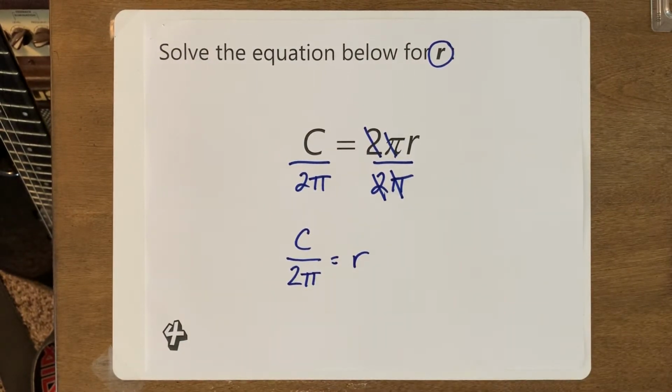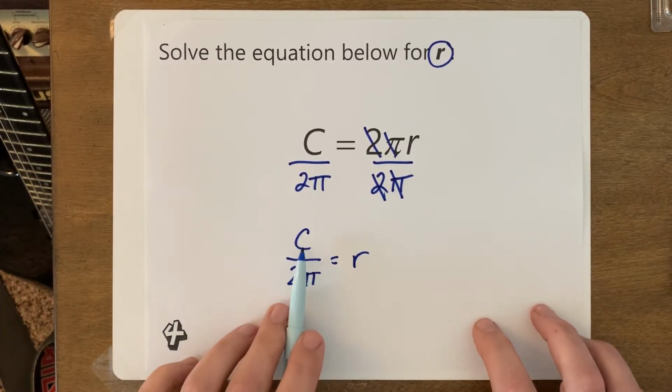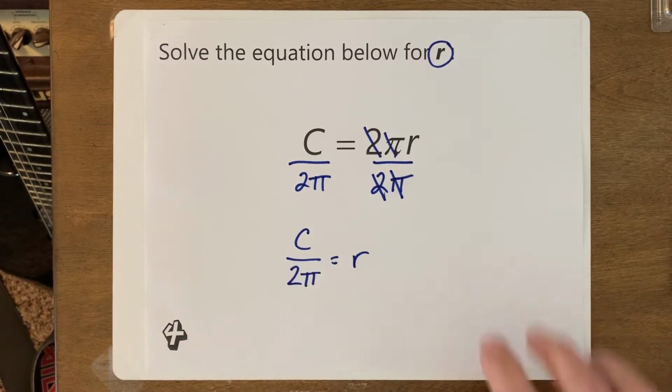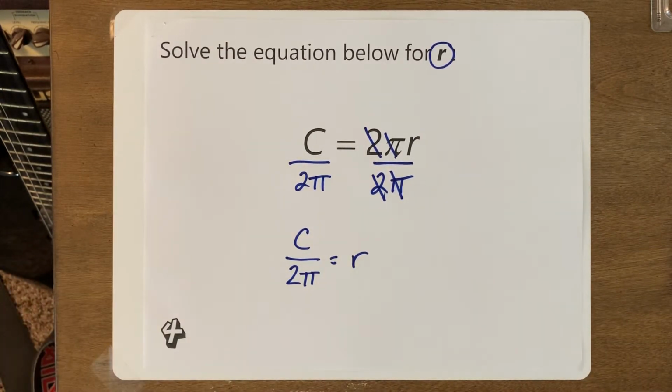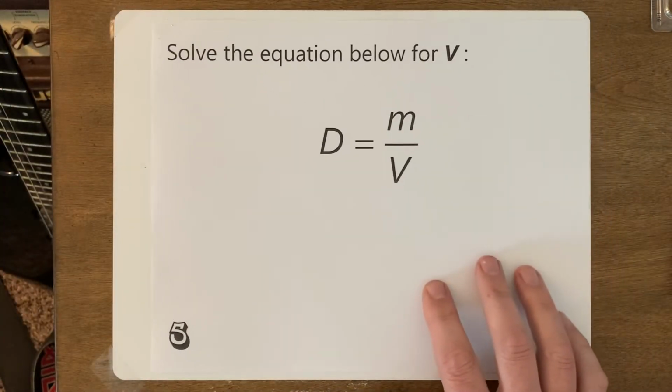So let's say I'm given the circumference of a circle and I need to know the radius. Well, this would be preferred because now all I have to do is plug that circumference in here, do my division, and I'll have the radius immediately. So that's one of the advantages of being able to manipulate these equations around to get a specified variable by itself. Okay, here we have one from physics.